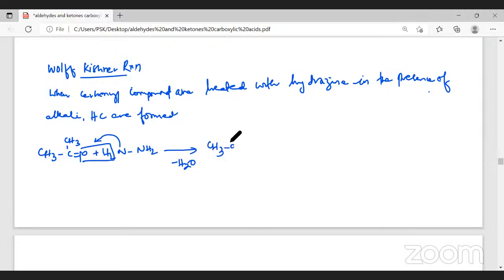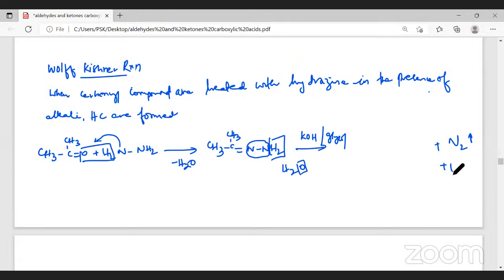We get CH3, double bond N, NH2. This is called hydrazone. This, when it is hydrolyzed in the presence of potassium hydroxide and glycol, these nitrogen atoms get eliminated as N2, nitrogen gas. Since we are hydrolyzing in the presence of a base, this hydrogen and this oxygen get eliminated as water.